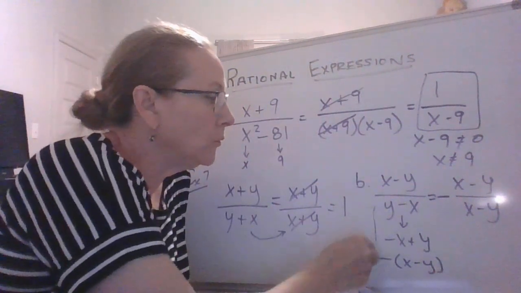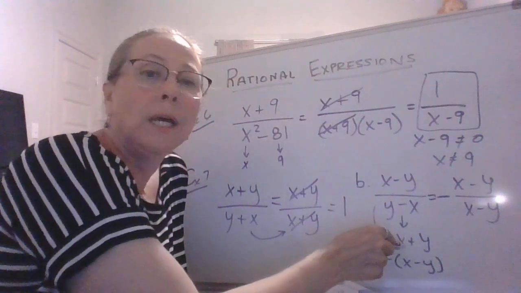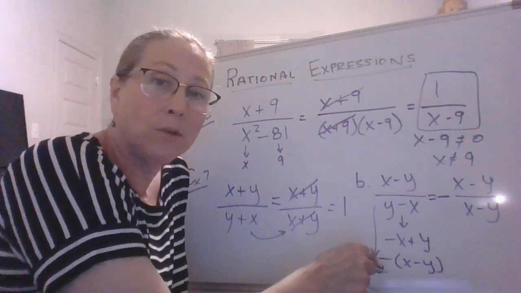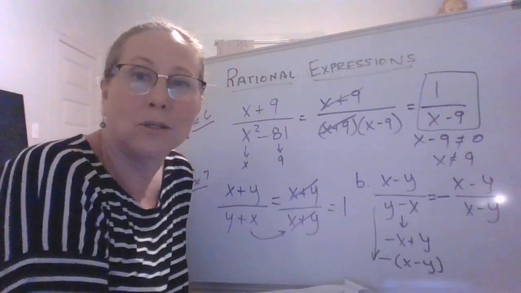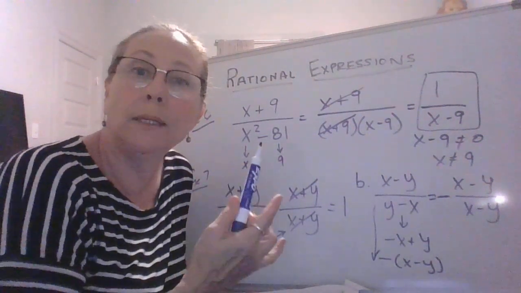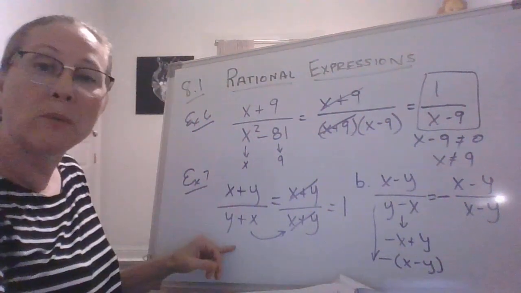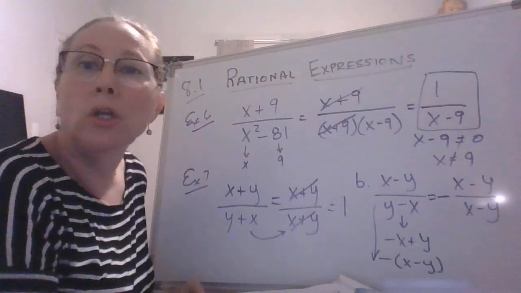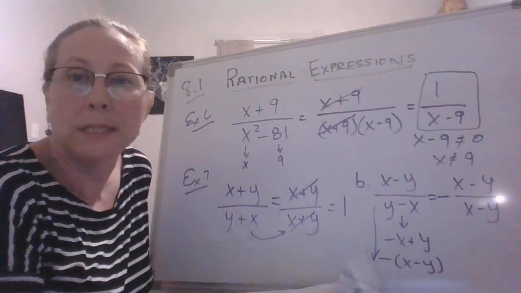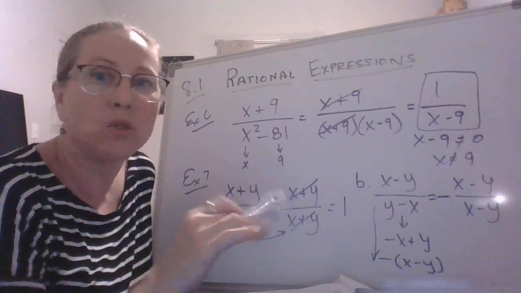You don't want to have to go through this whole sequence of switching them and then factoring out a negative and then plugging that into your problem. Just flip it and put a negative. But remember, if it's positive, no negative is necessary. You could just flip it straight away.